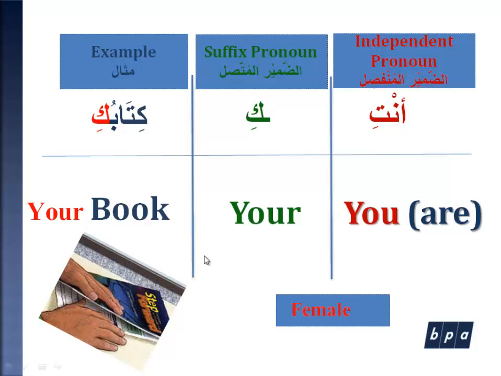When you address the second person as a female, it's anti for you or you are, and here we add the kaf with a kasra, ki for your, and the result is kitabuki for your book. Notice that here the kasra on the kaf and the kasra on the ta for the female, and it was a fatha on the ka and a fatha on the ta for the single male, for anta and kitabuka.